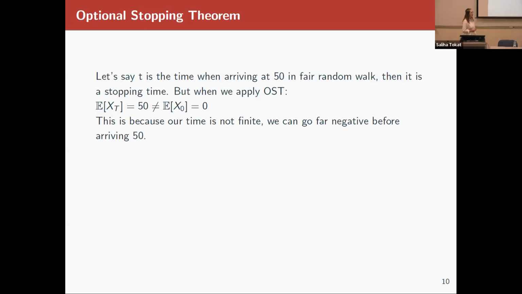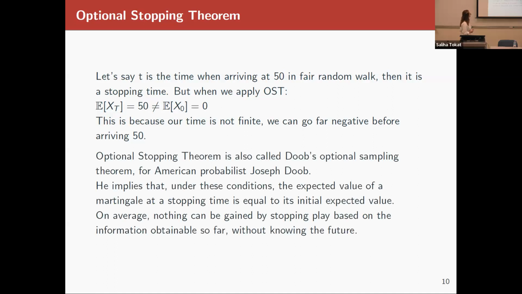Okay. I have said that a random walk is a martingale. Let's say that we are starting from 0 and we are going to stop when we arrive at point 50. So this is a stopping time. And the expected value of xt is 50 because this is where we stop. And the expected value of x0 is 0, but they're not equal. This is because t is not bounded here. We can go far negative before arriving at 50, so it is a very important condition.